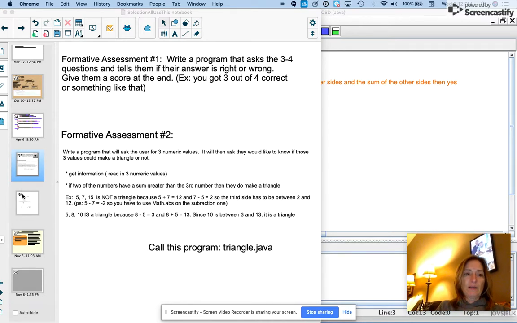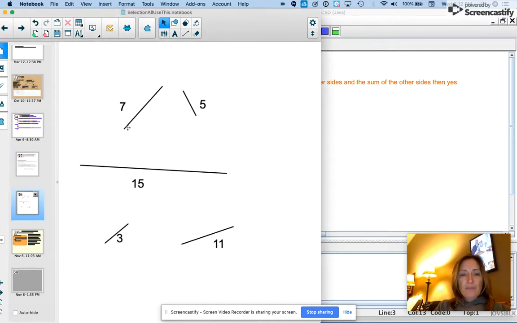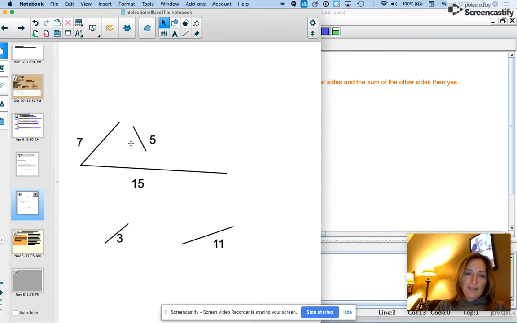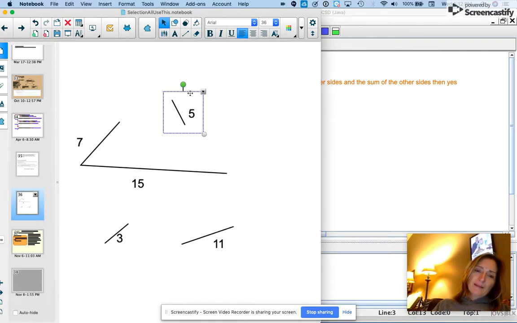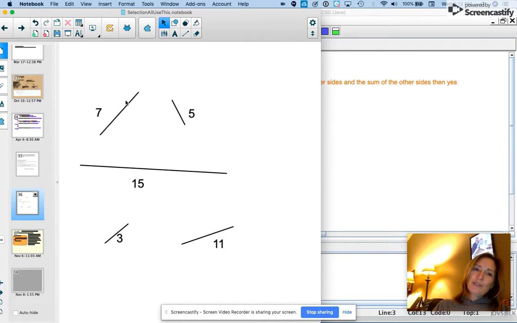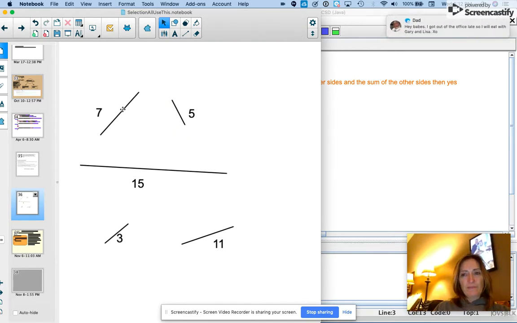Let me show you an example. So, for example, if I have these two side lengths, 7 and 5, there is no way I can take those and make a triangle with the third side being 15. No matter how I move those sides around, there's just no way it's ever going to make a triangle. So 15 would not be a triangle.